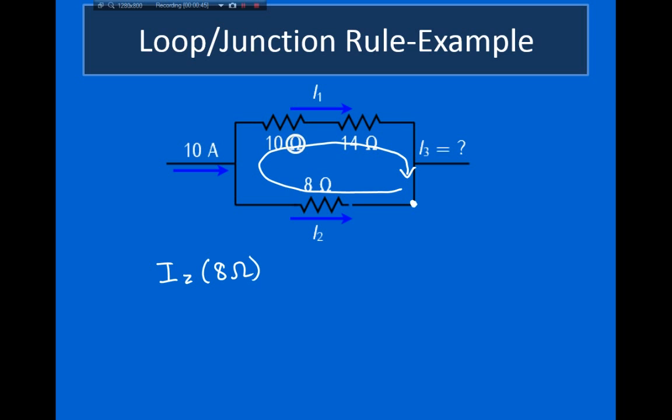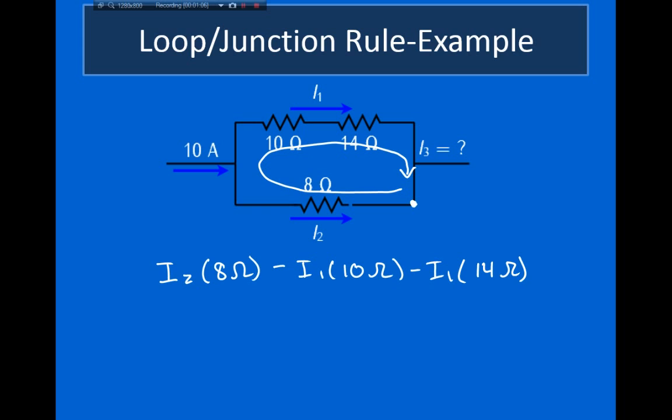And then as I go through the top half of the circuit, I'm going to be going across these resistors in the same direction that the current flows. And remember, voltage is lost when you go over a resistor in the direction the current flows. So here I'm going to lose a voltage that's equal to I1 times 10 ohms, and then I'm going to lose a voltage over this resistor that's equal to I1 times 14 ohms.